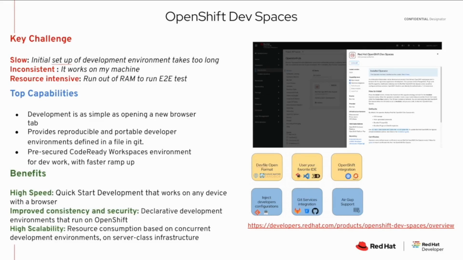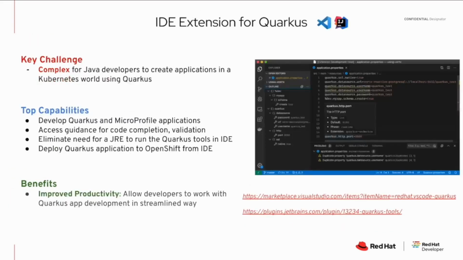OpenShift Dev Spaces supports IDEs like Eclipse Che right now. We are working on VS Code as a default one as well, and IntelliJ. So you'll get a chance to have a development IDE experience that you're very familiar with, and it comes with a lot of different integrations along the way around Git and air gap support as well.